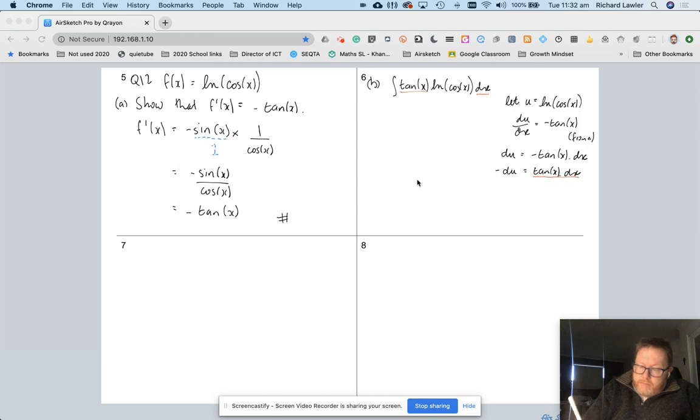And u is that bit there. Okay, so what we're left with is the integral. So the tan x dx is going to be replaced with negative du, and the ln cos x is going to be replaced with u. So we've got u negative du. So in other words, we're working out the integral of negative u du. Much simpler, huh? It does require you to think it through.